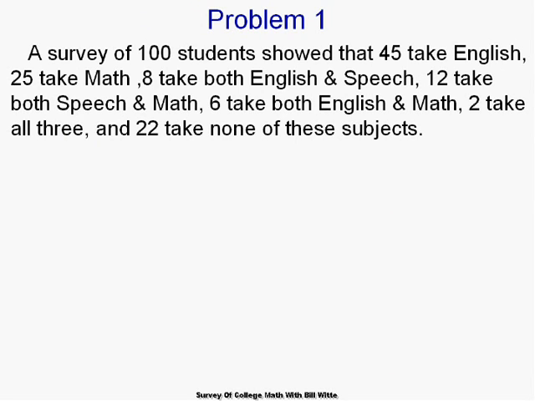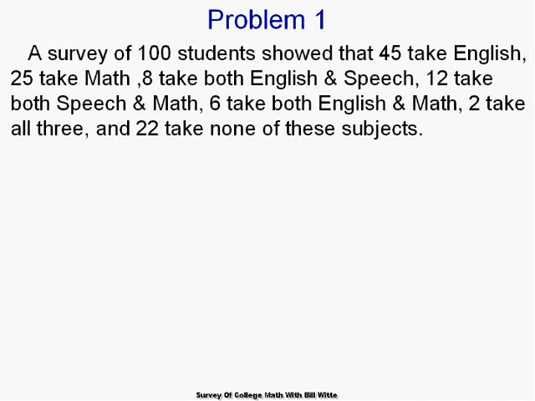Okay, these are the kind of problems we're going to do. Typically, a lot of these are survey problems. We've got a survey of 100 students, and it shows a whole lot of facts. It showed that 45 of these students take English, 25 take math, 8 of them take both English and speech, 12 of them take both speech and math, and 6 take both English and math. 2 take all 3. Now, this is just a bunch of surveys that we looked at. And 22 take none of these subjects.